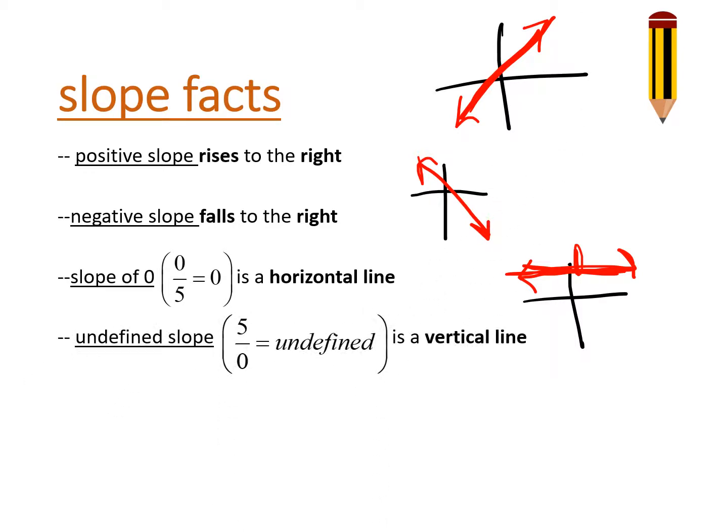And then, of course, a vertical line is undefined because we're moving up and down, but we're not going left and right any, which means we have a 0 movement in the bottom, which becomes undefined, and that's what makes it a vertical line. So these are just some slope facts that you probably remember from Algebra 1, and if you didn't, then this is news to you.